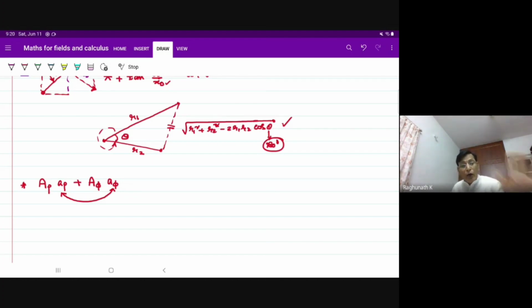the magnitude of this vector can be calculated using capital A rho squared plus capital A phi squared, taken under root, because they are two mutually perpendicular components. But the direction of this particular vector cannot be determined if the location at which this vector is defined is given.